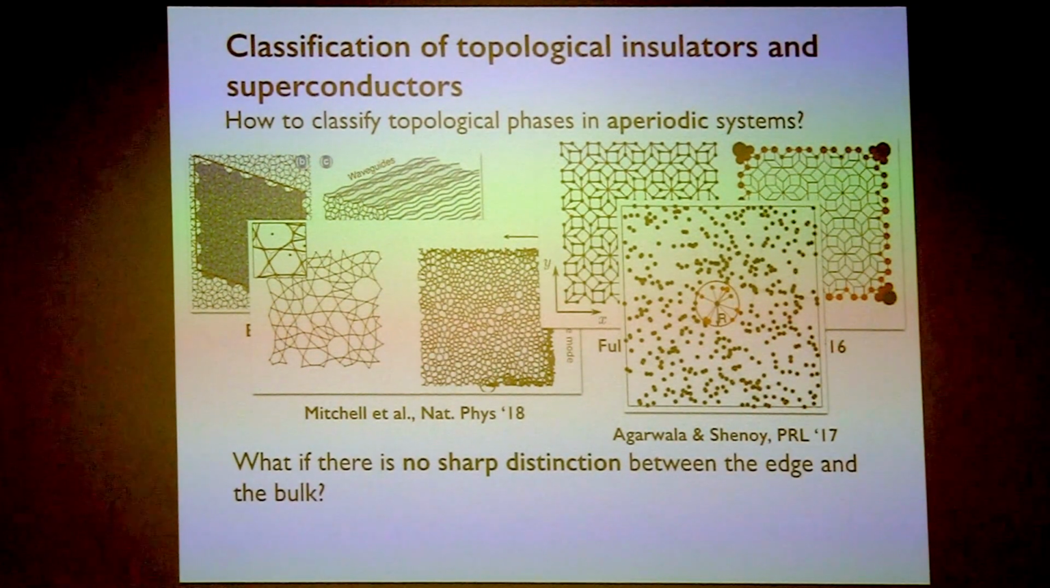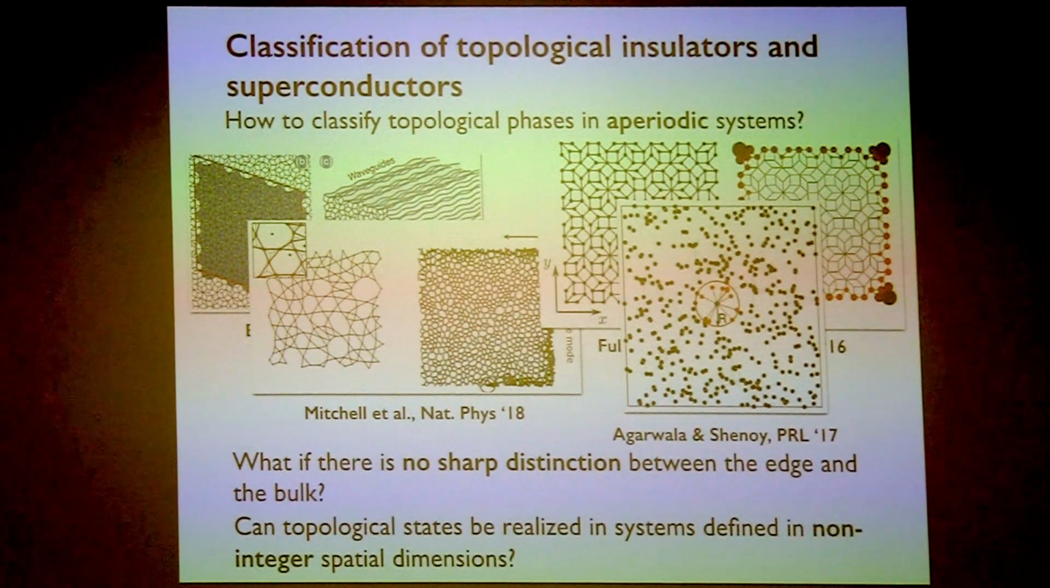Another motivation is: what if we don't have a clear notion of the edge and the bulk? What if our system consists mostly of edges? Then the problem is how to define where the bulk is and where the edge is, and how to, for example, make use of the bulk-boundary correspondence.